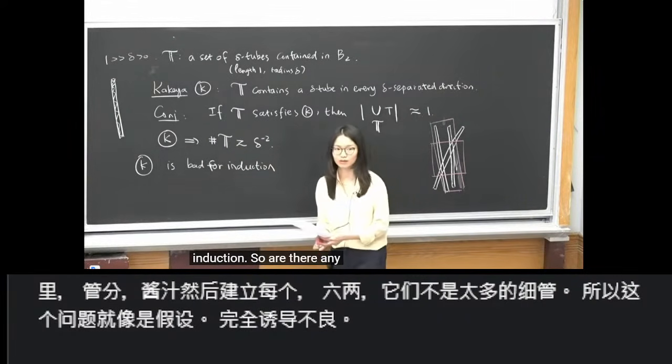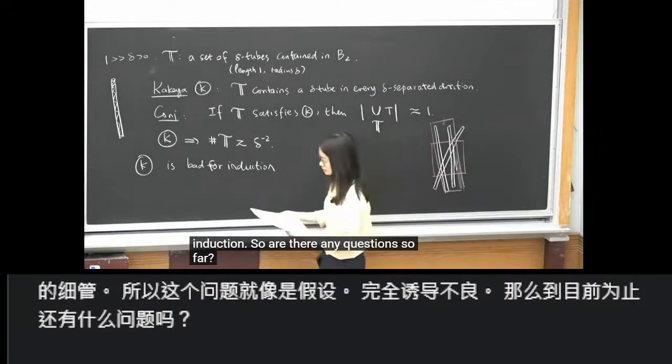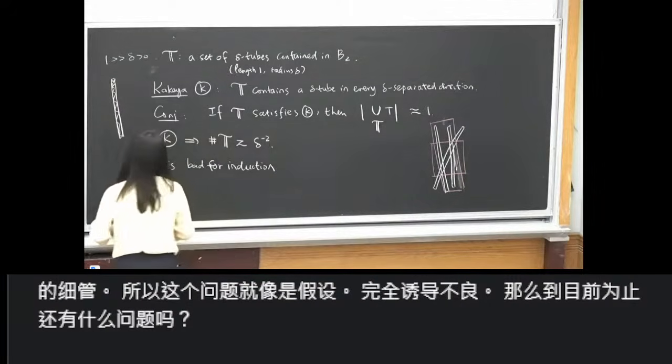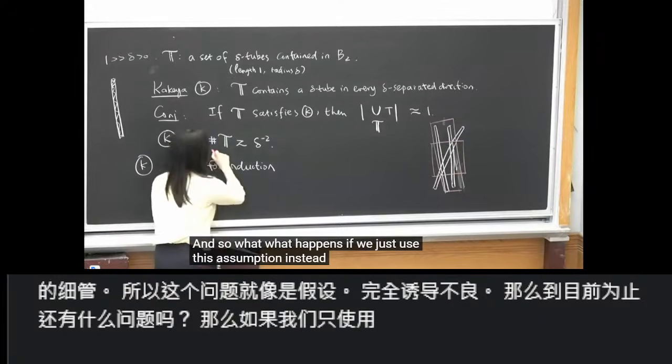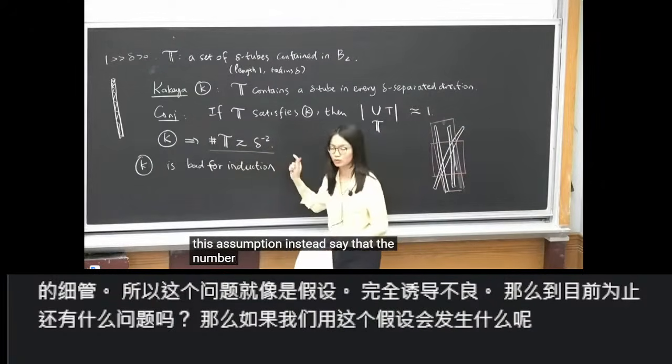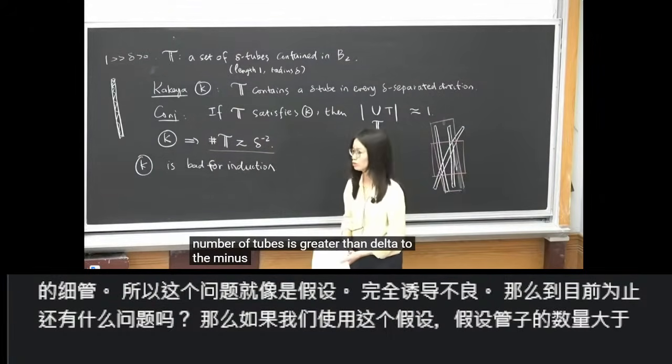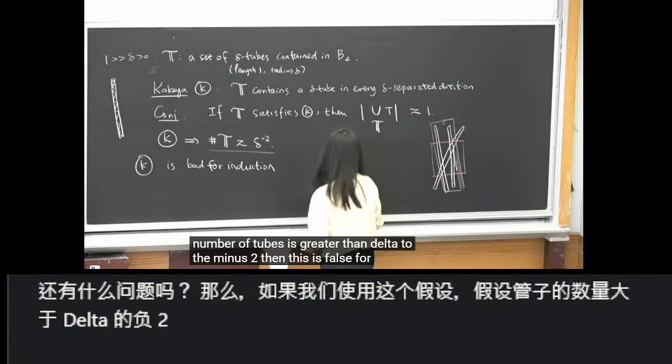So are there any questions so far? And so what happens if we just use this assumption instead? Say that the number of tubes is greater than delta to the minus 2. Then this is false for the following reason.